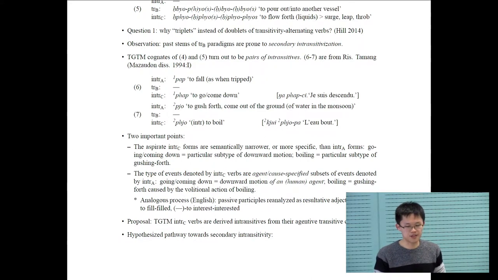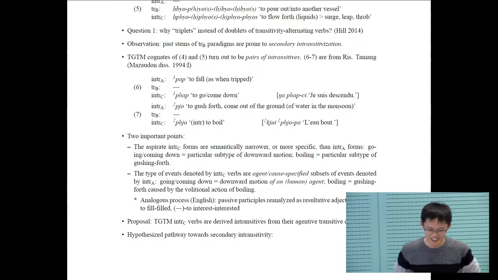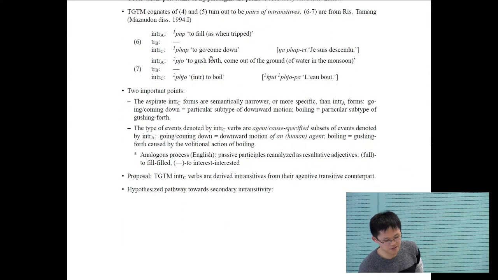I think it's pretty clear just by eyeballing it that the aspirate intransitive C forms are semantically narrower. They're more specific than the intransitive A forms. Going and coming down is a particular subtype of downward motion. It's done by a human being. Boiling is a particular subtype of gushing forth. So the types of events denoted by intransitive C verbs are agent- or cause-specified subsets of events denoted by intransitive A. Going and coming down describes a downward motion of a human agent. Boiling is a gushing forth caused by a volitional action of boiling by some agent.